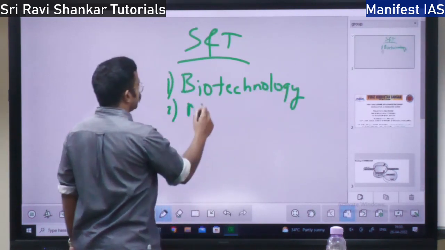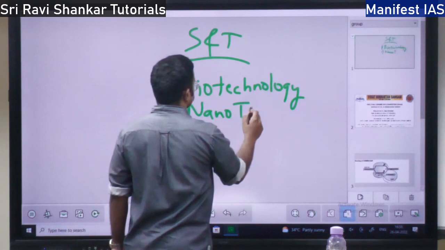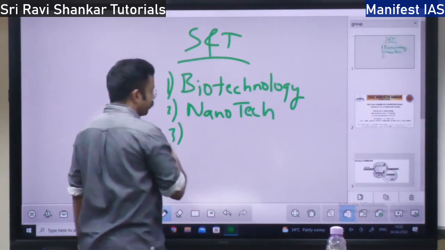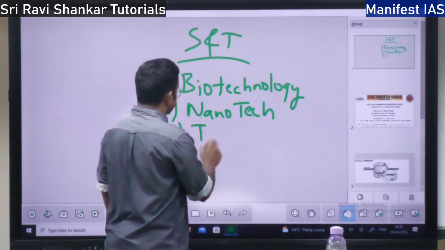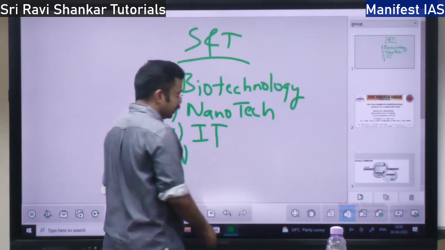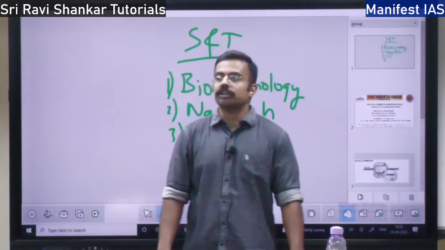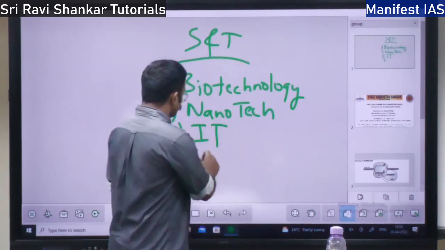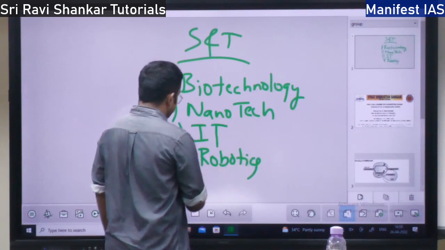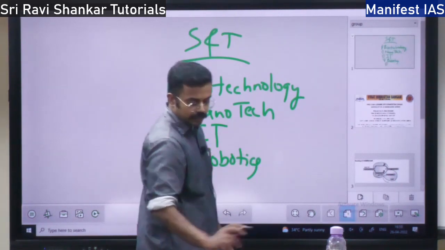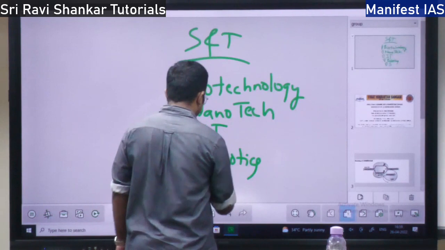Next, nanotechnology. Third, I am going to talk about information technology, that is your computer science, software engineering. Fourth is robots and robotics. Fifth is space science, rocket and other things.